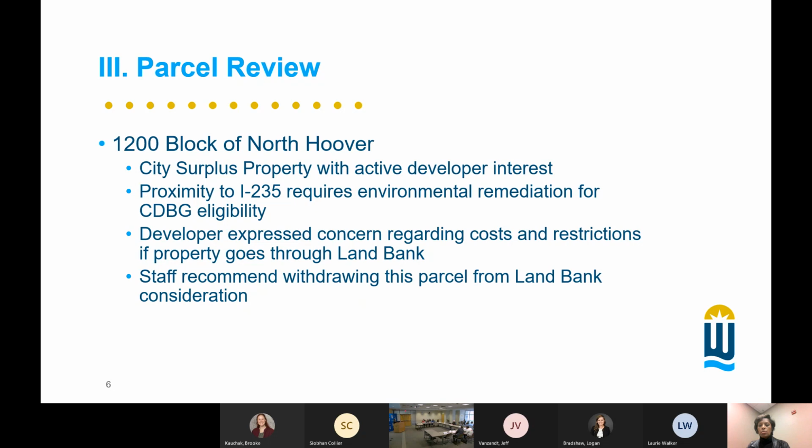The benefit of going through the land bank, its limitations, right. It would allow us to test our processes. It would get us a CDBG eligible outcome. It would allow for us to have performance measures through the U.S. Department of Housing and Urban Development. But for this one, there's just too many roadblocks at this point. There's too much road noise.